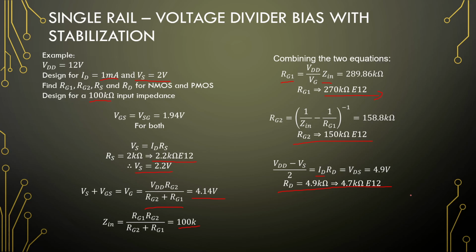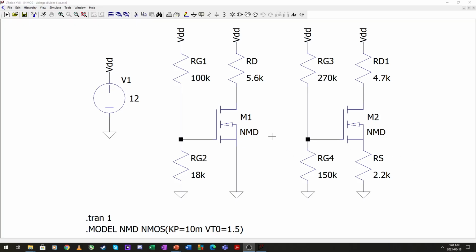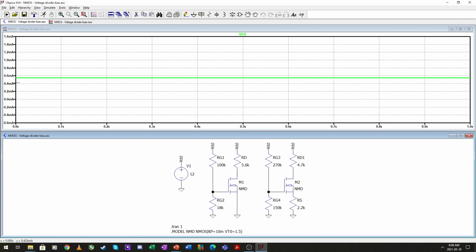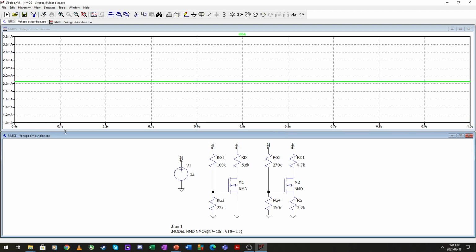Right, let's look at the simulations for these two configurations. Right, so here is our two solutions. Let's run this and have a look. And you'll find that with the 18 kilo ohm selection, this is very far away from 1 milliampere. If we change this to 22 kilo ohms, it will be far above our 1 milliampere.